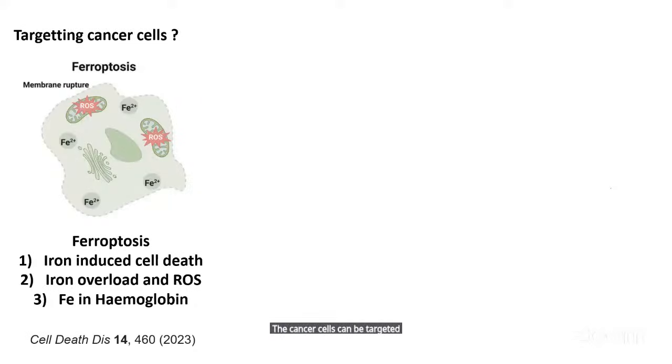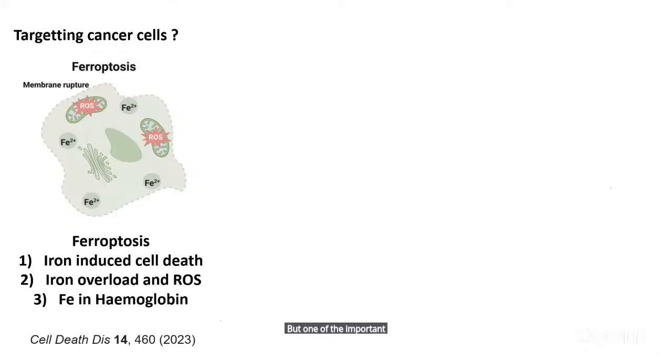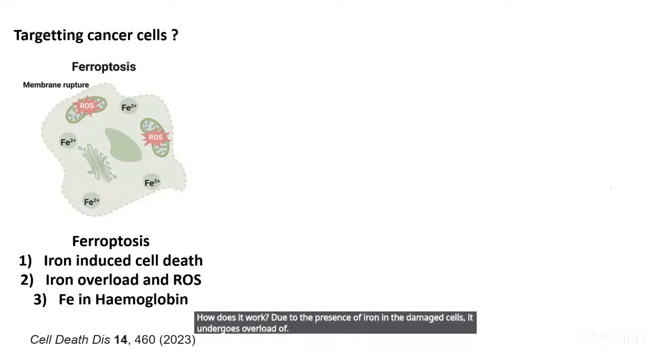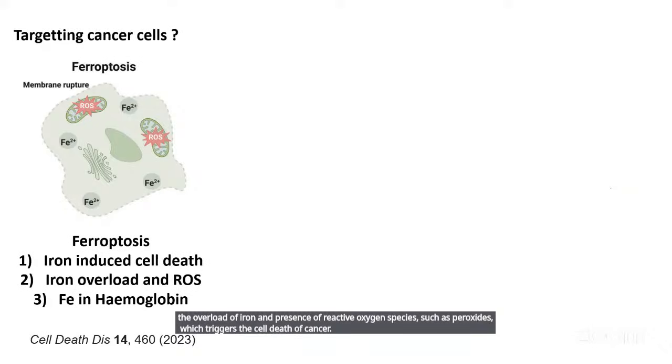There are several ways to target cancer cells, but one of the important ones, in which we were interested, was ferroptosis. The word ferro means iron, and ptosis means death. So this is literally the iron-induced cell death of cancer cells. How does it work? Due to the presence of iron in the damaged cells, they undergo an overload of iron and the presence of reactive oxygen species such as peroxides, which triggers the cell death of the cancerous cell.